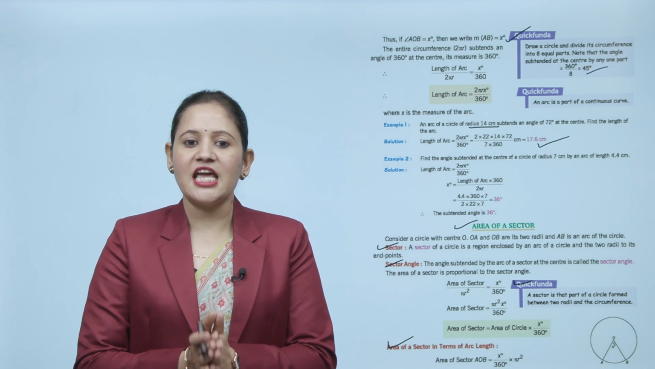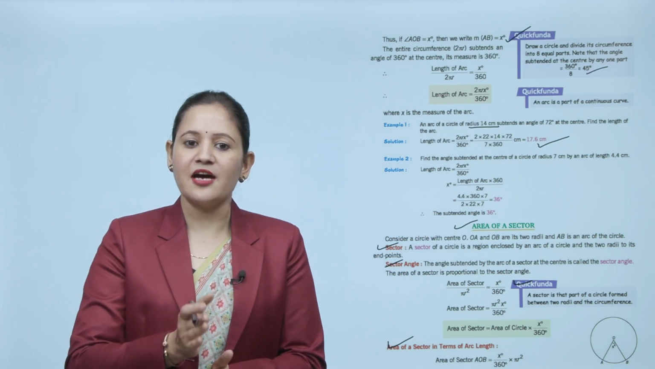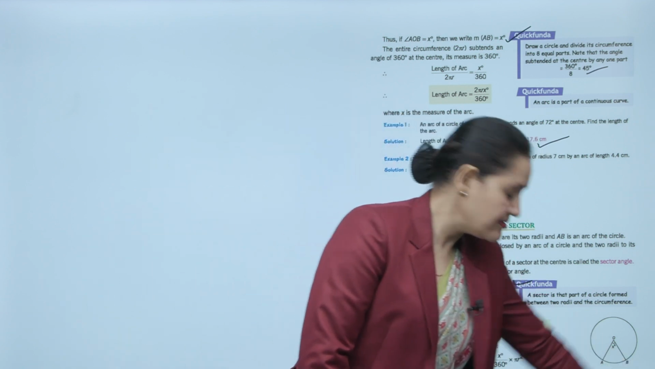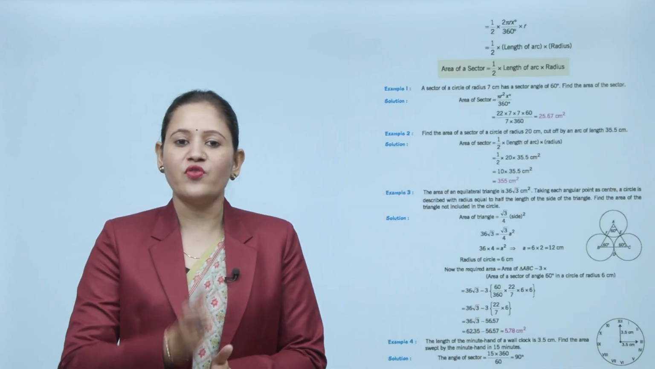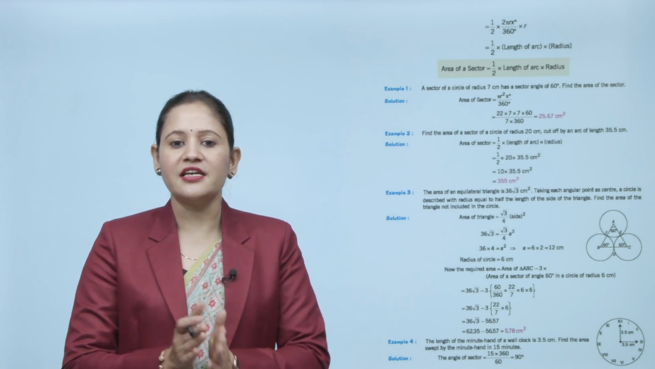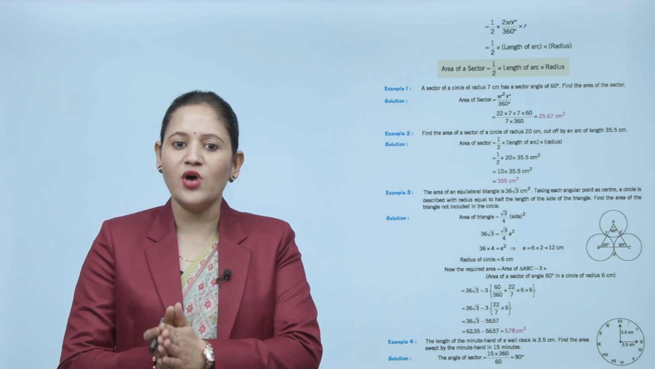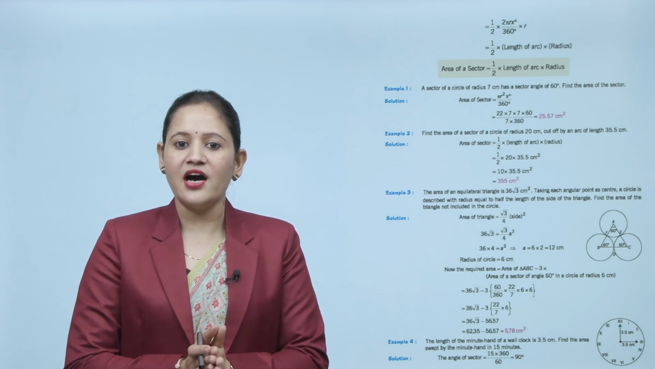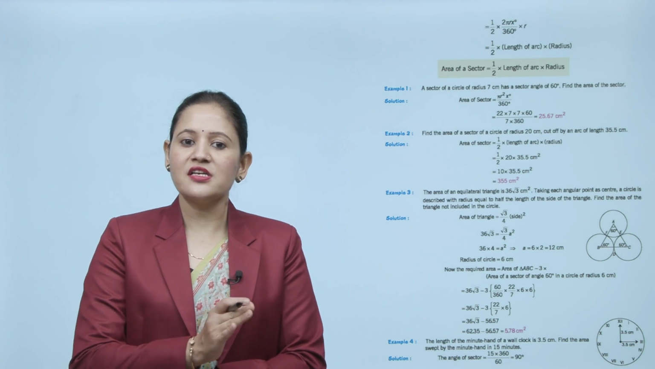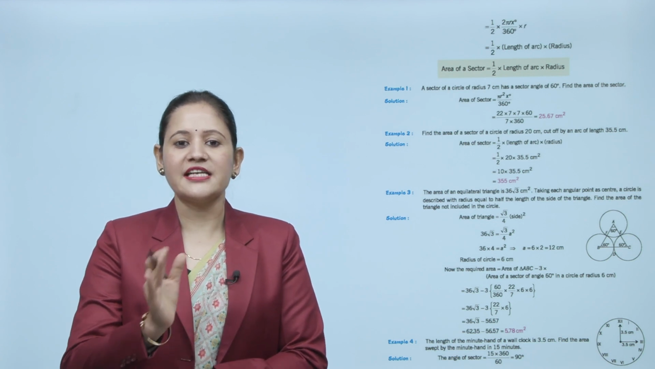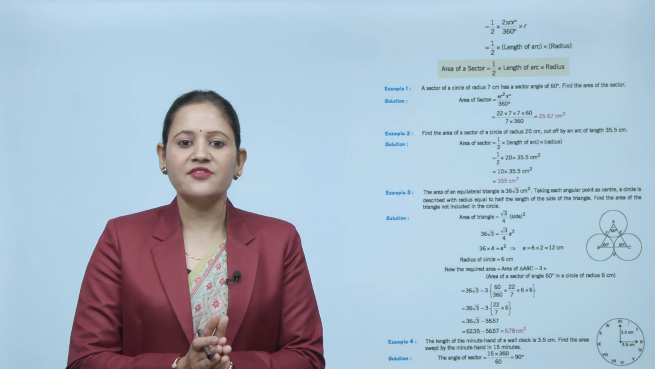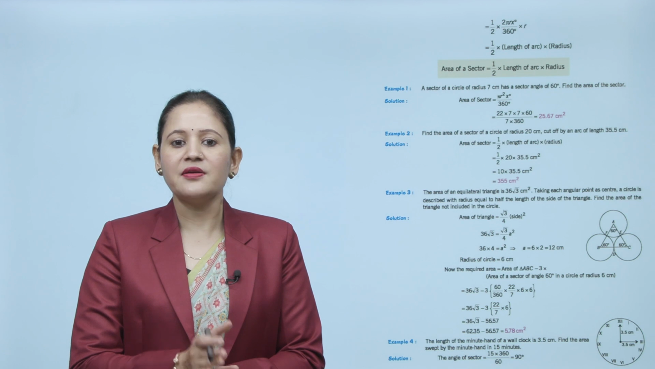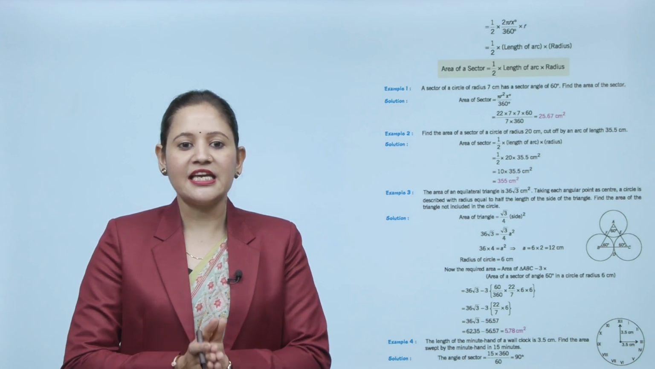Area of sector AOB equals x degree upon 360 degree multiplied by pi r square. That is equals 1 by 2 pi r into x degree upon 360 degree into r. That is equals 1 by 2 into length of arc into radius. Length of arc equals 2 pi r x degree upon 360 degree. So area of sector when length of arc is given equals 1 by 2 into length of arc multiplied by radius. Let's take an example.